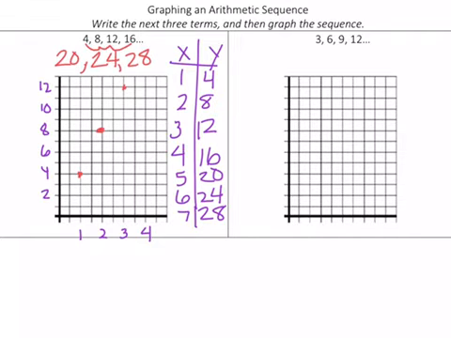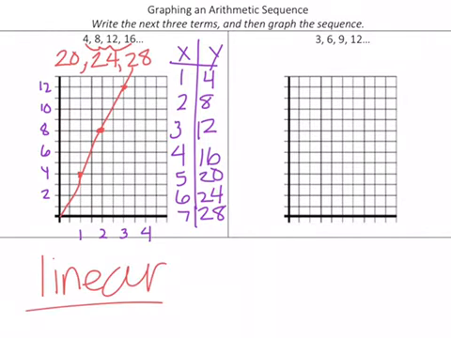Okay, so as we graph this, you can see that although my line wasn't the straightest, an arithmetic sequence makes a linear line. So we are going to have a linear function. We're going to make straight lines with an arithmetic sequence. Go ahead and try the next one on your own. Don't forget to write the next three terms in the sequence.